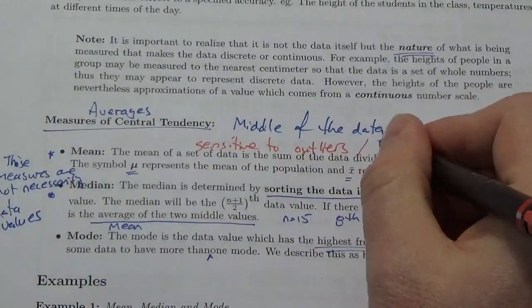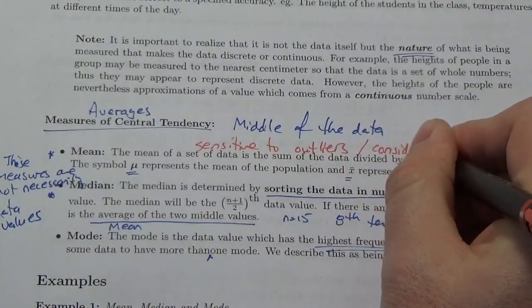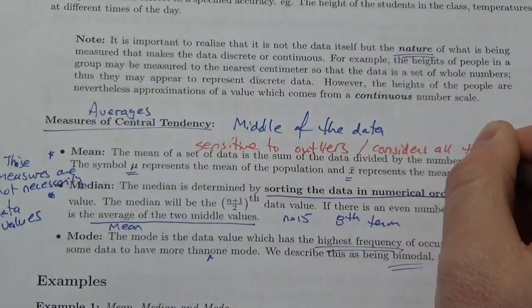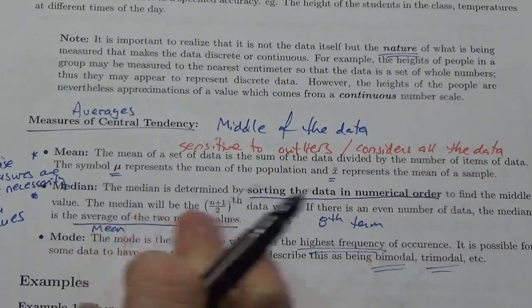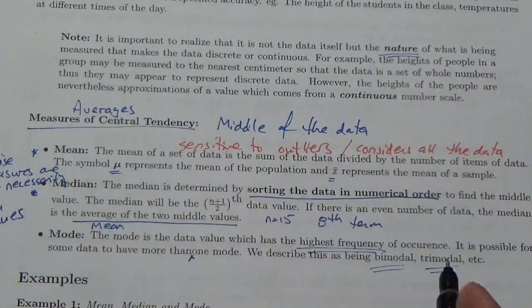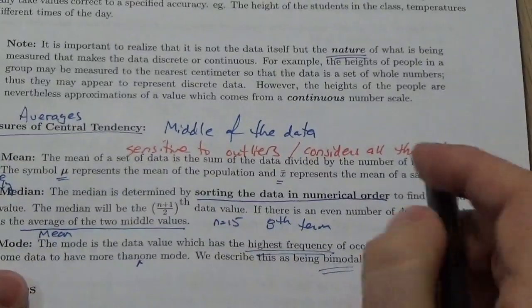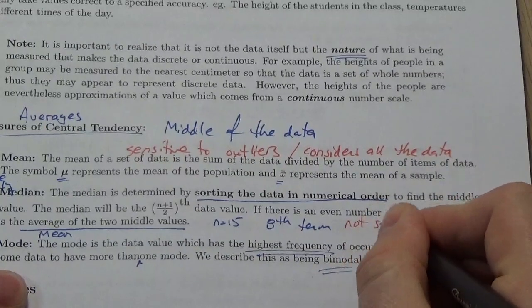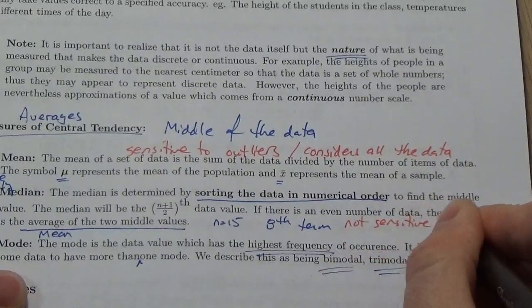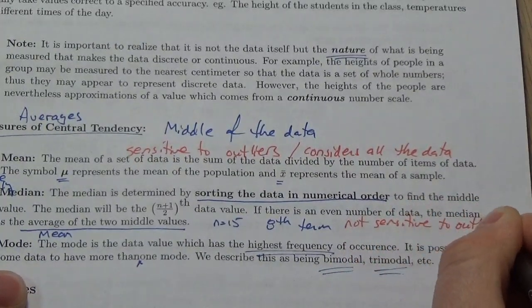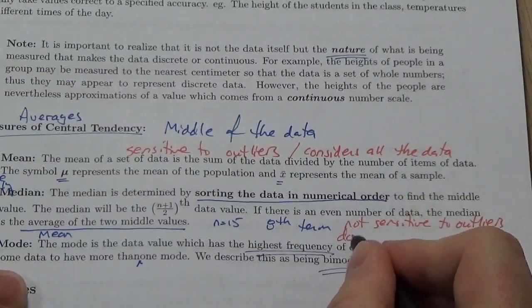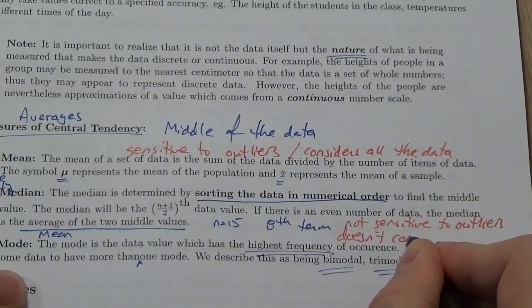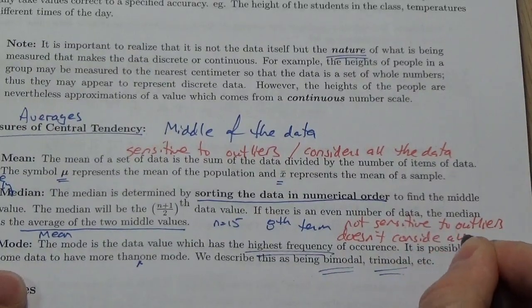But on the other hand, it considers all the data. Whereas the median is not sensitive to outliers. But having said that, it doesn't consider all the values.